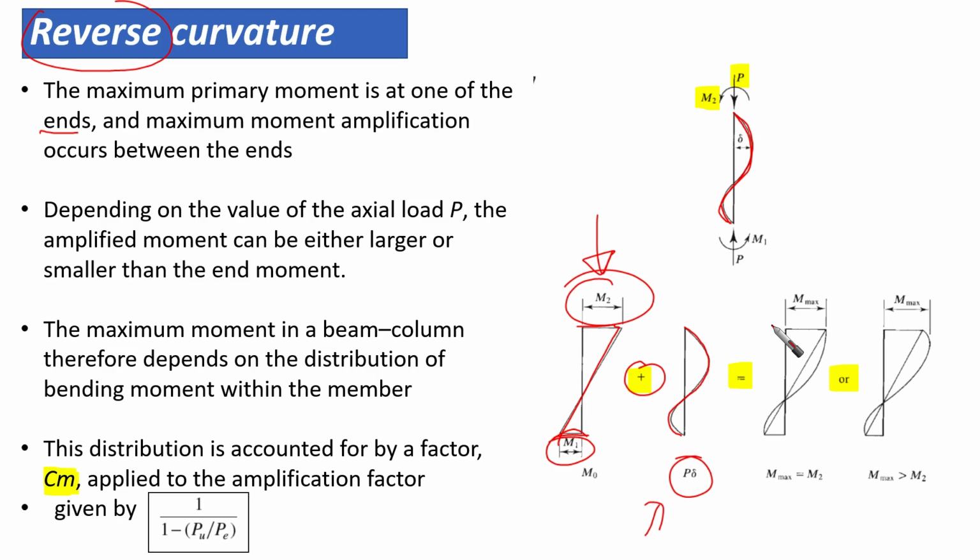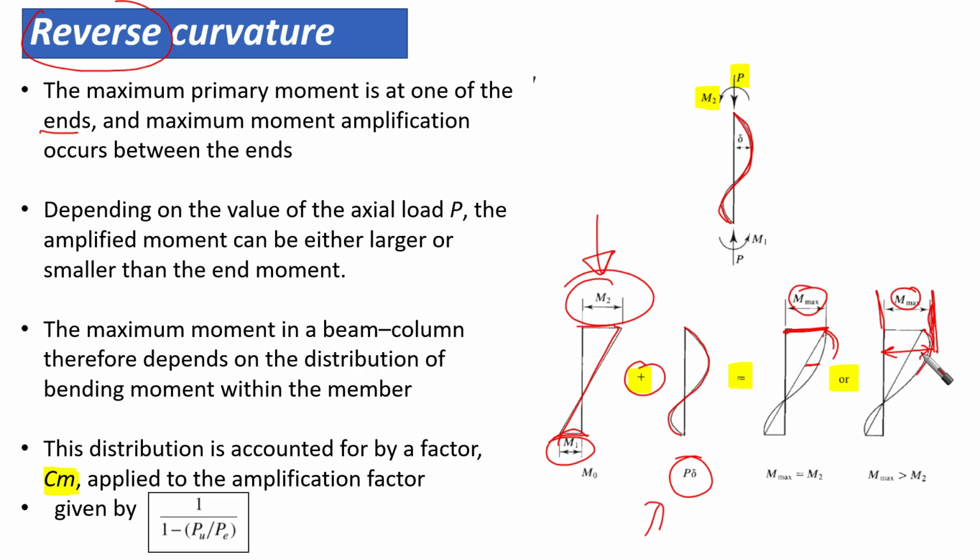Then we are going to have something like, after superposition, as you can see. So maybe the maximum moment would be here. In this case, the maximum moment will be here at the end. But if the moment here is having more curvature, like this one, the maximum moment will be here, at this point.